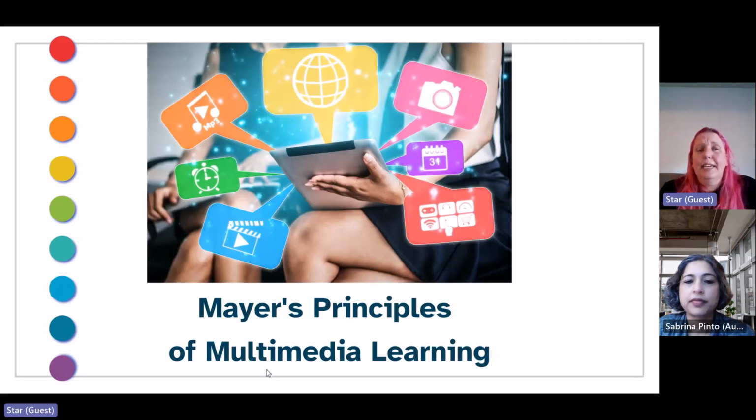So a lot of the things that are best practices for creating learning for neurodivergent learners line up really well with Mayer's principles of multimedia learning. So I'm going to go over the principles that are especially important for engaging and retaining our neurodivergent learners.